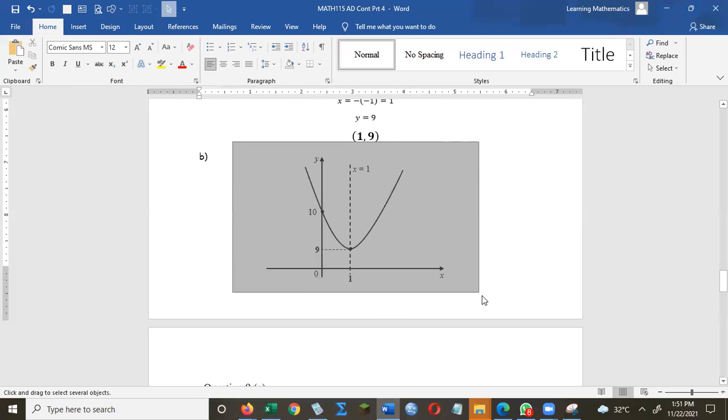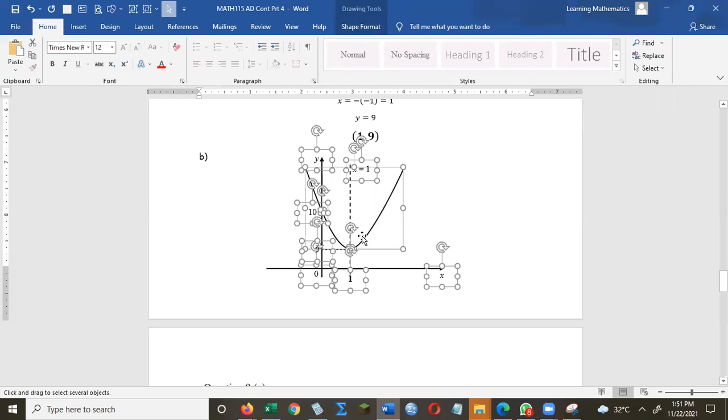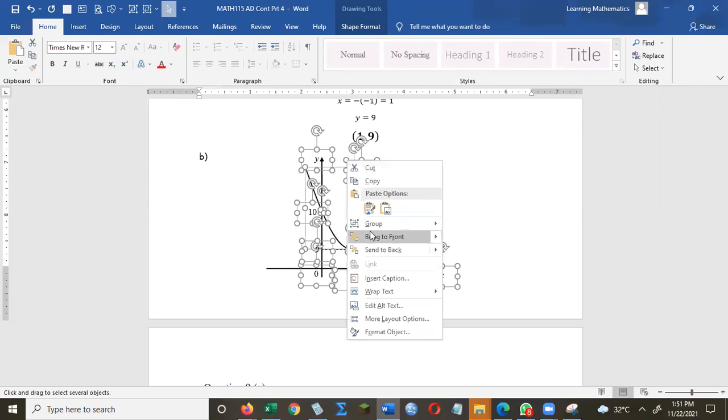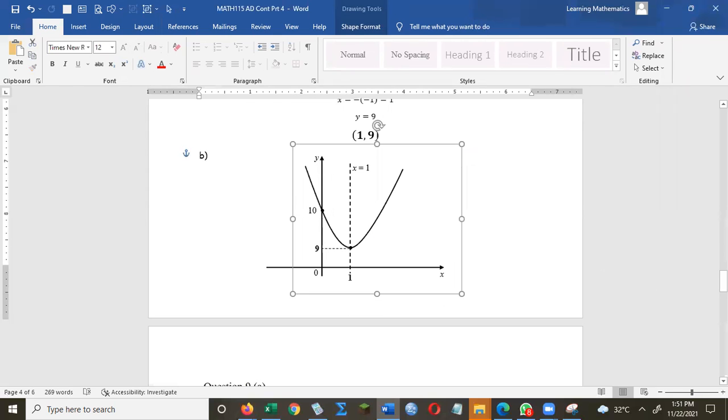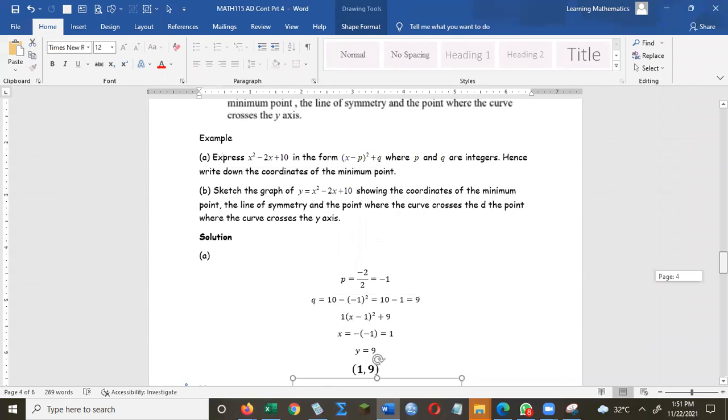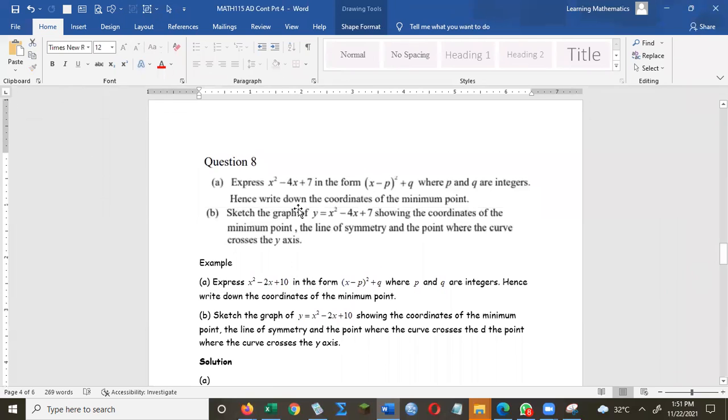So check and see what you will get for your assignment, and the quadratic for the assignment is x squared minus 4x plus 7. Okay, so that's what you do for number 8 in the assignment.